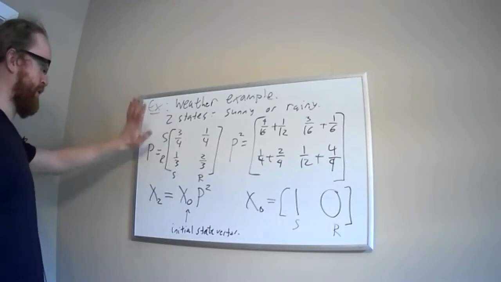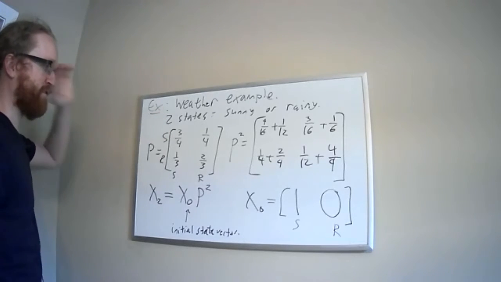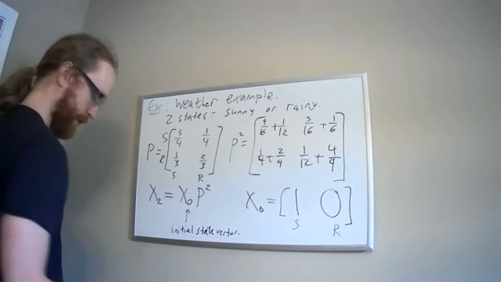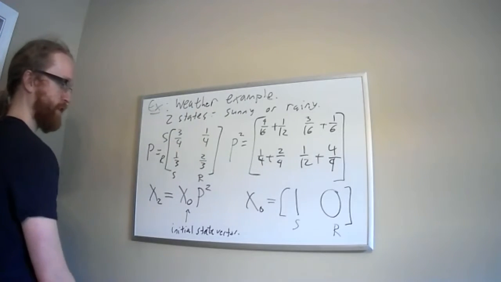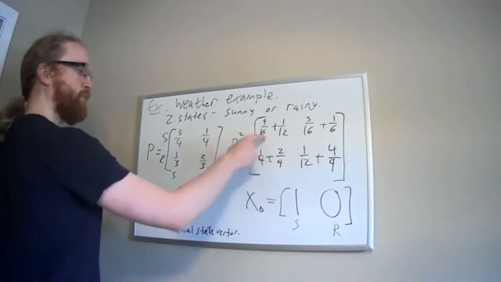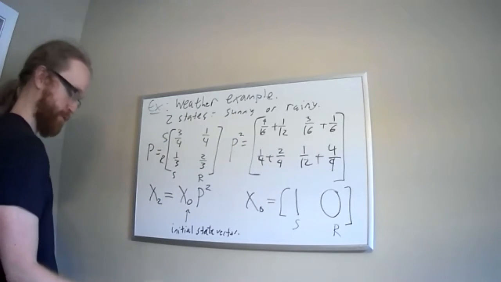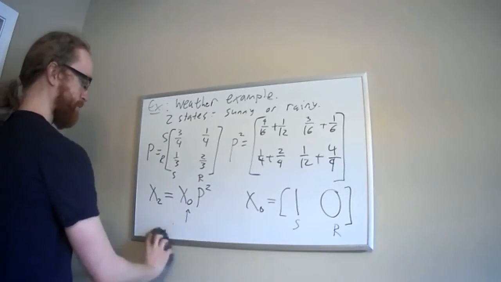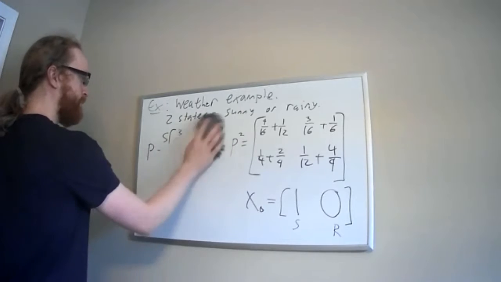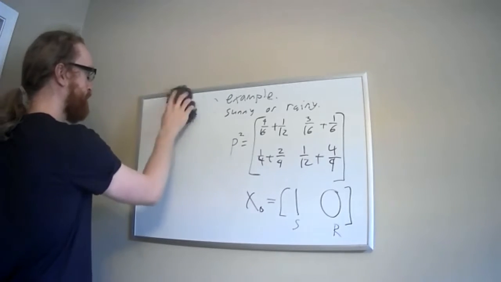So these are some numbers. Again, I just took this matrix and multiplied it by itself. I get this matrix. So now the answer to our question is to take this row vector and multiply it by this matrix here, this p squared. So we'll do that, and then that should tell us the answer.